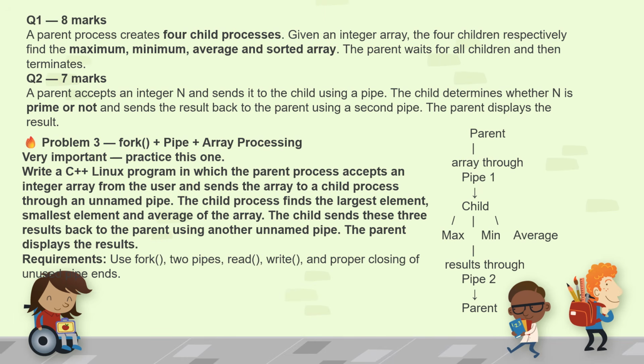These questions you can try out where you have to find maximum, minimum, average, or sorted array, prime or not. Then you can understand this question where you have to take the child's max, min, average, and send results through another pipe. The child process finds the largest, smallest, and the average of the array, and sends it to his parent through another unnamed pipe, and the parent displays the result.